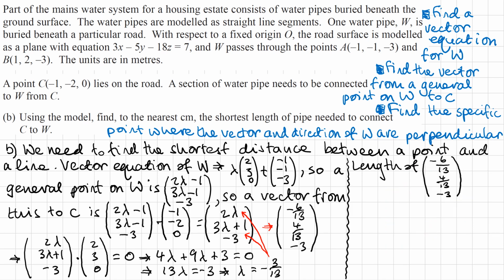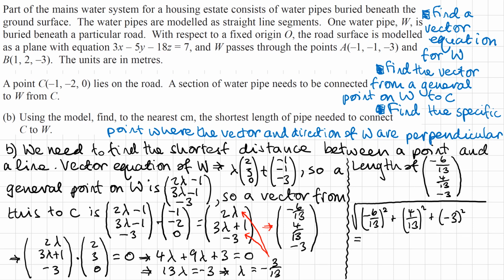So what we need to do now, to finish it off, is find the length of this vector. It's just going to be Pythagoras, so the square root of negative 6 over 13 squared plus 4 over 13 squared plus negative 3 squared. Now this does give me an exact answer of 11 root 13 over 13. However, the question says that we need to give the answer to the nearest centimetre. So let's see what we get as a decimal.